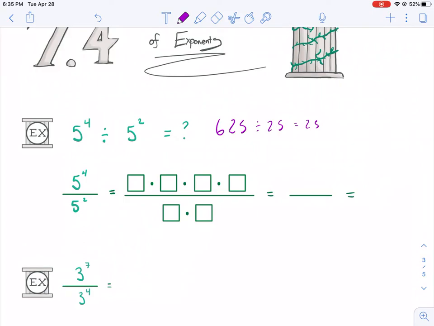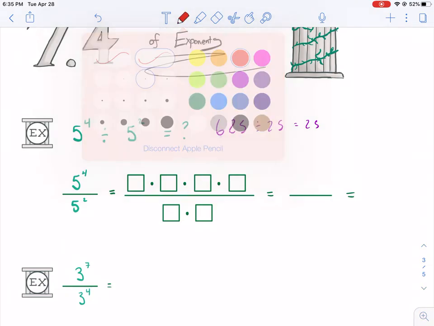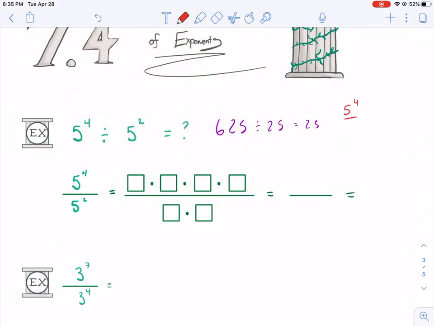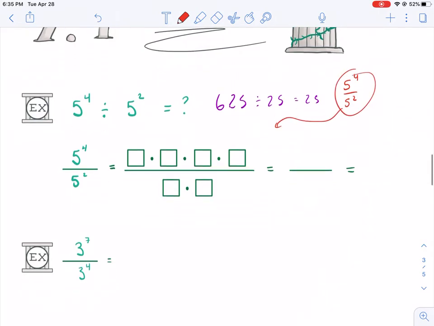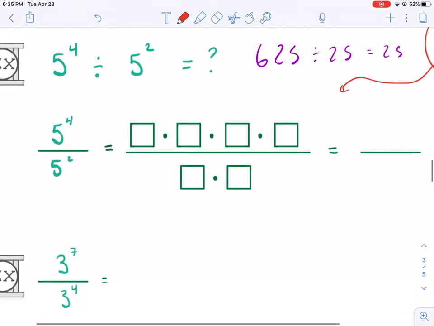Or what we could do is set it up into a fraction. So we could say 5 to the fourth power divided by 5 squared. Okay, and that's what we're going to demonstrate over here. So here we write it as a fraction, 5 to the fourth over 5 squared. 5 to the fourth power means 5 times 5 times 5 times 5. 5 squared means 5 times 5.